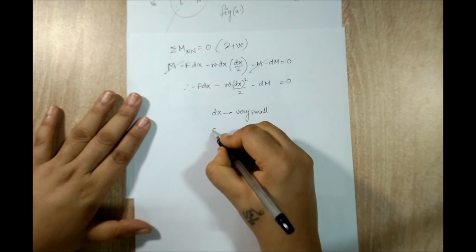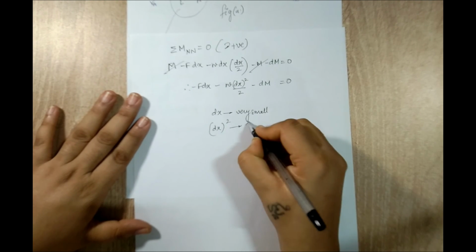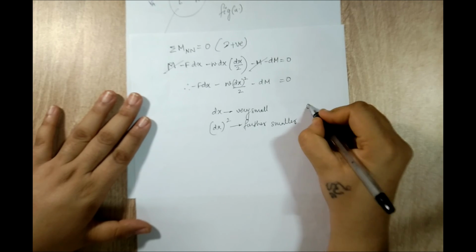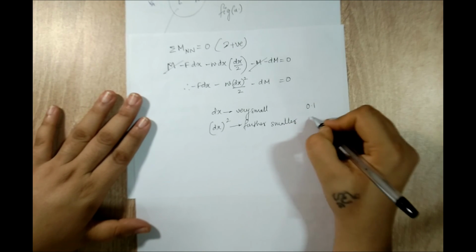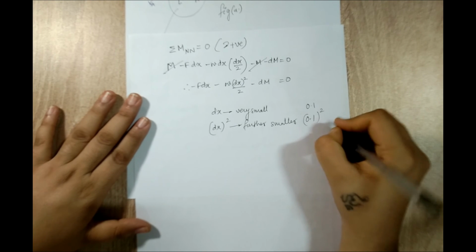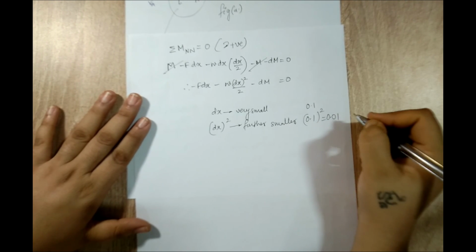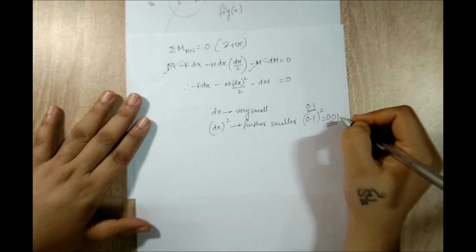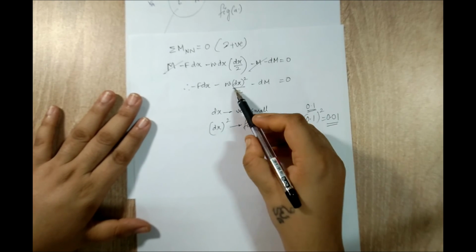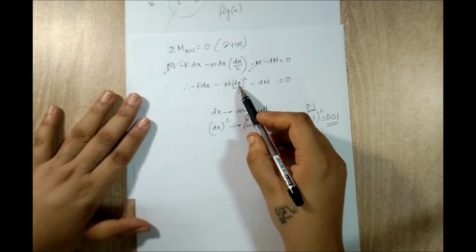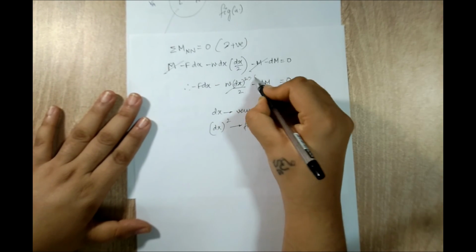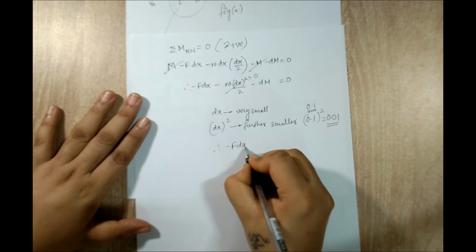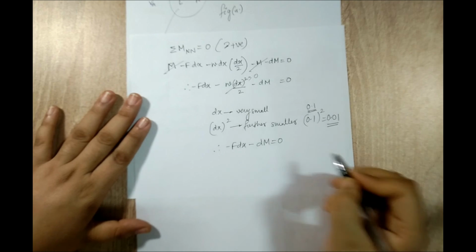If you understand, dx is actually a very small value. If dx is small, dx square will become further smaller. For example, 0.1 is already a small number. When I take 0.1 square, this becomes 0.01, which means this number is smaller than the number which I had originally taken for squaring. So this term can be neglected. So what remains is minus F dx minus dM is equal to 0.